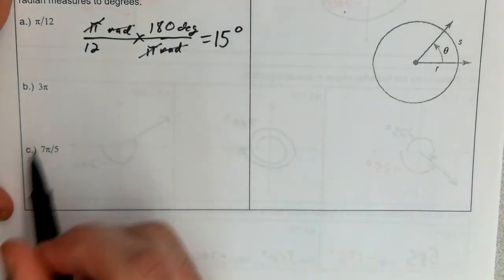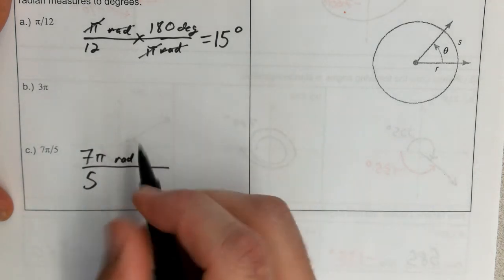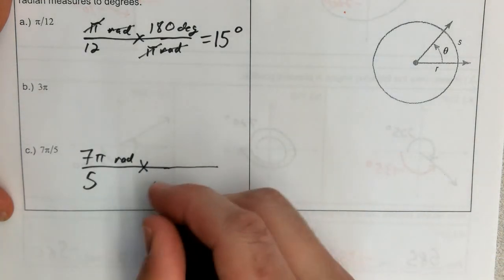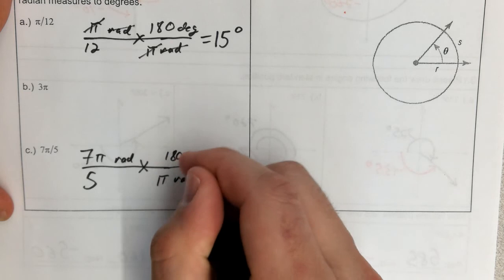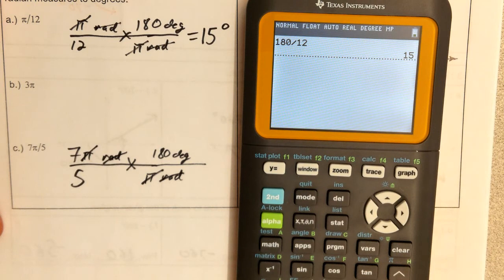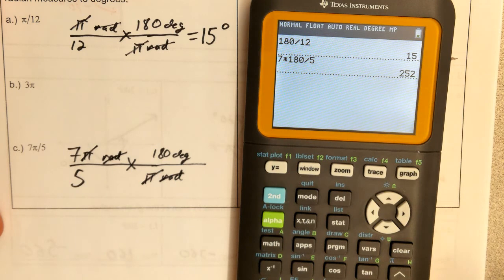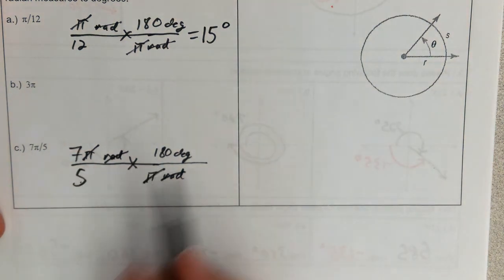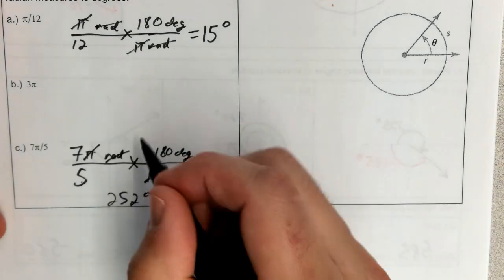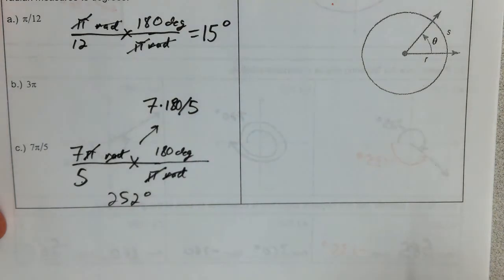Okay, we can do one more. This one looks sort of scary and complicated, but it's not too bad. We'll do 7 pi over 5 radians. By the way, this is a division symbol right here, this line, and then you just add in the times symbols. So then I've got pi radians on the bottom, 180 degrees on top, radians cancel out, pi's cancel out, and I've got 7 times 180 divided by 5, and that'll give us the degrees, so 252 degrees. You might put this in your notes that you're doing 7 times 180 divided by 5 in the calculator.